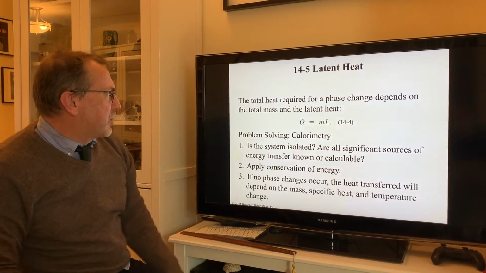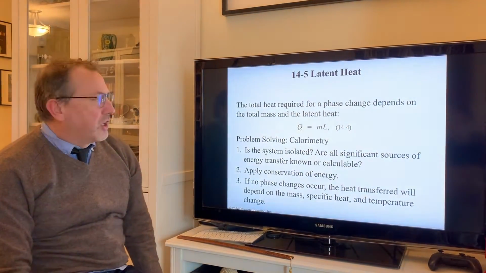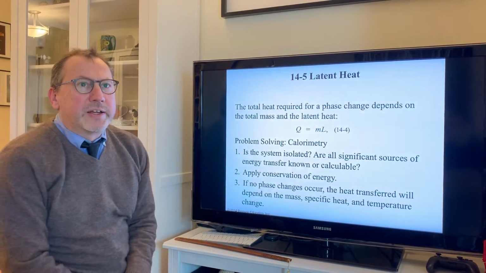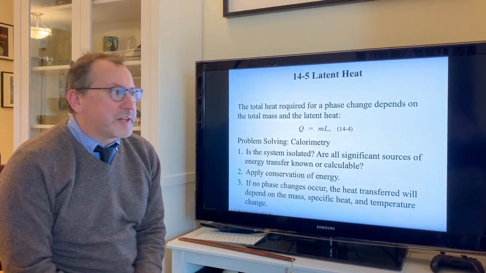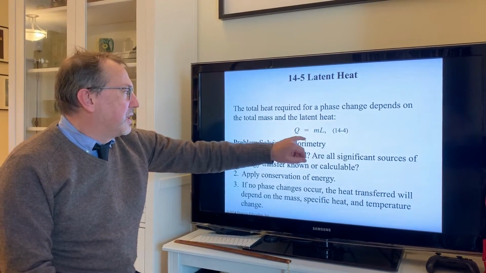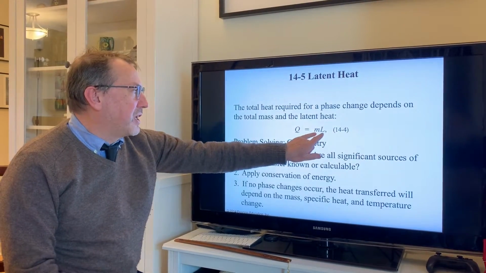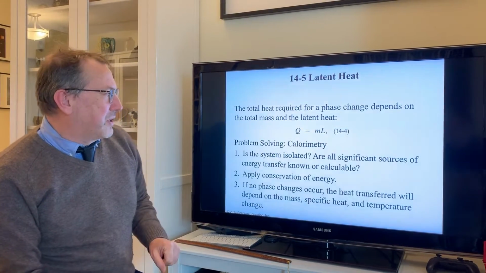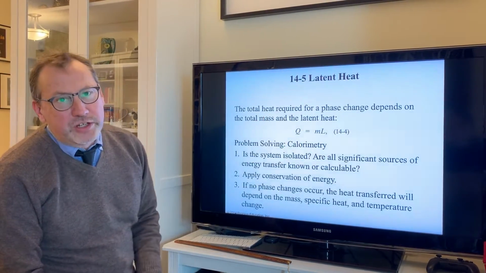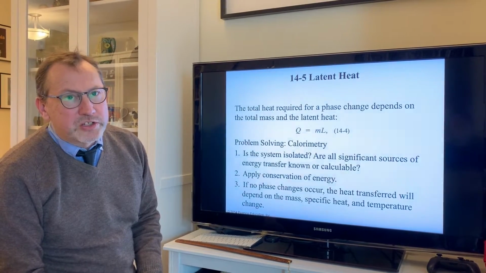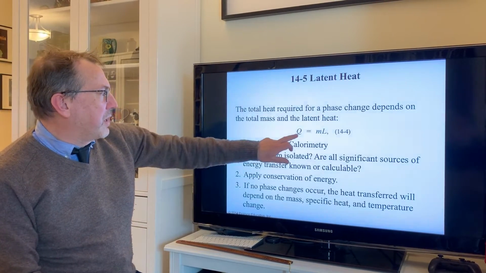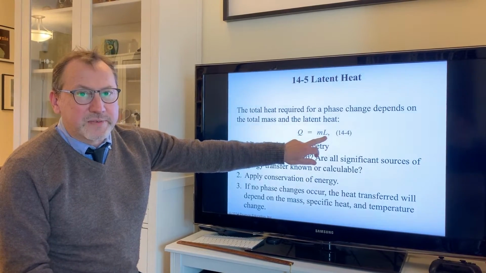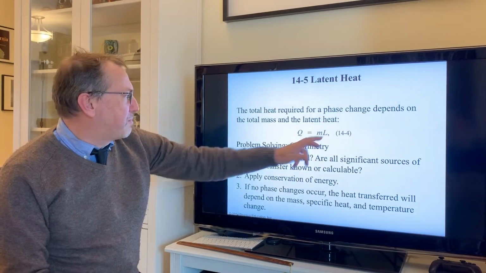So for a phase change, the amount of heat is mL. If you think about the specific heat capacity, it's the mass times the specific heat capacity times a change in temperature. This is a little bit different because we don't have a change in temperature when we change phase. So Q, the amount of heat to change phase, is just the mass times the latent heat of fusion or vaporization, depending on what's happening.